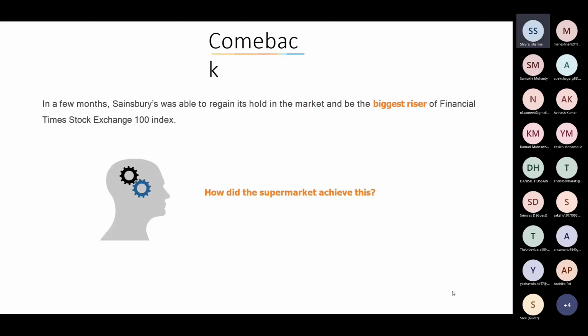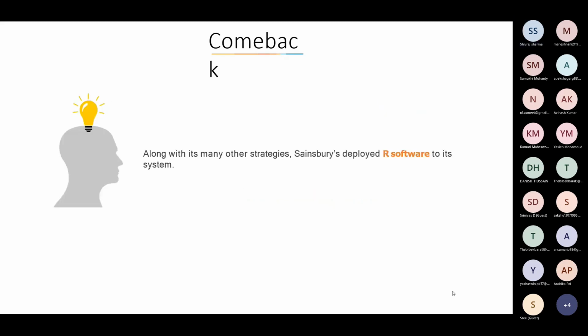What strategies did they implement so that they got their hold back in the market? Let's see what they did. They implemented many business strategies in their supermarkets, big markets, along with deploying R software to their system. R software also helps to analyze the data and give decisions on the basis of the analysis done in the database.